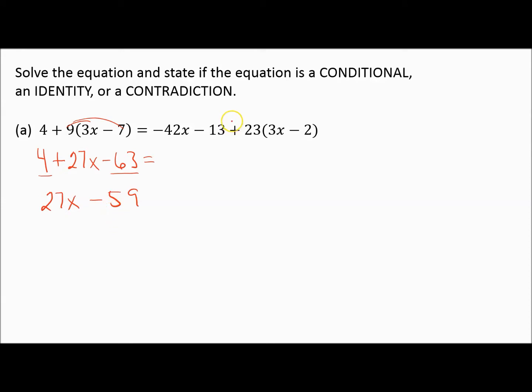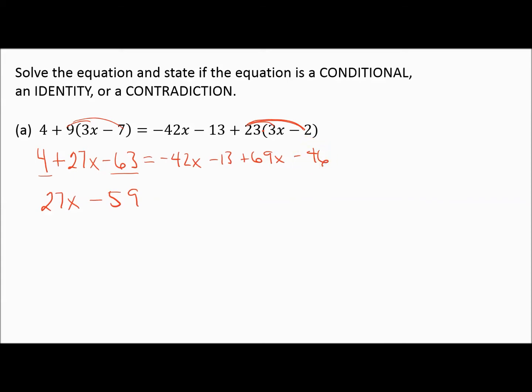Now again, careful, I can't go ahead and combine this -13 and this plus 23 because there's multiplication here and I must use the distributive property to simplify. So on the right I have -42x minus 13, then I'm just simply recopying. And then I'm going to multiply 23 times 3x, and that's going to give me 69x. And I also have to multiply 23 times -2. And that's going to give me -46.